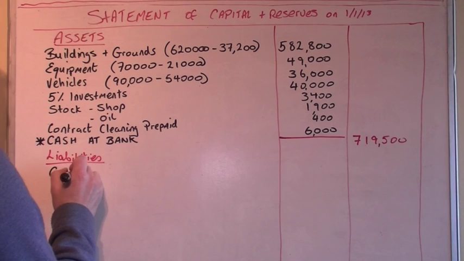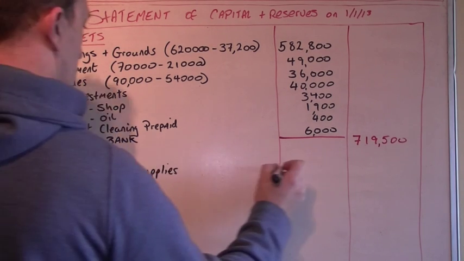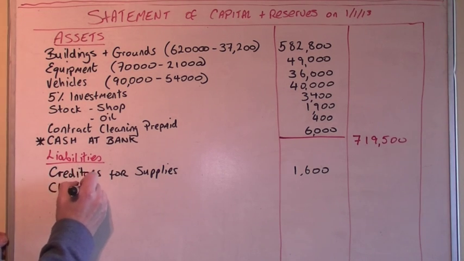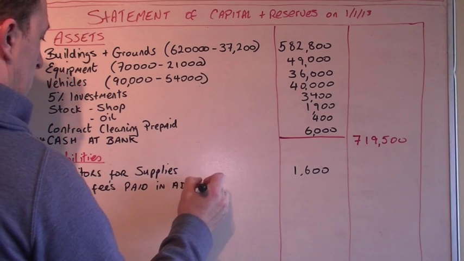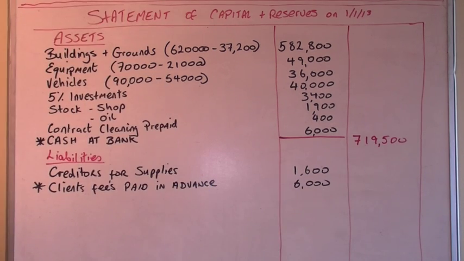And so we move on to our liabilities. Our first liability is creditors for supplies. That is €1,600 as given to us in the top paragraph. Next up, clients' fees paid in advance is 6,000 because given that they have paid in advance, we now owe them €6,000 worth of service.